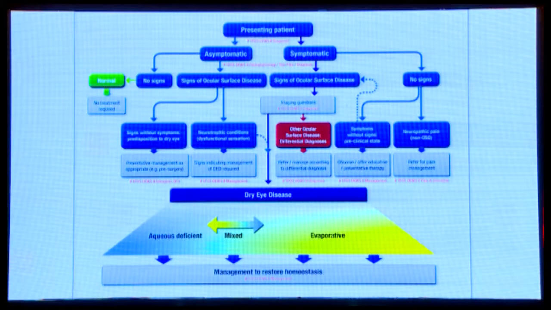So what is new in DEWS 2? DEWS 2 basically adds a very prominent feature in this definition, that is neurosensory abnormalities. This is a very common scenario which we come across in our clinic, that a patient comes to us and complains of pain. When we examine them on the slit lamp, we do not see any signs. So this pain without any stain is a major clinical concern for all of us. So let us understand why this pain is there in dry eye patients.